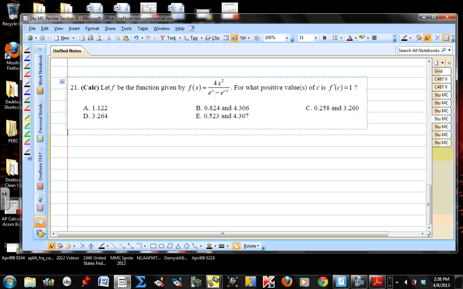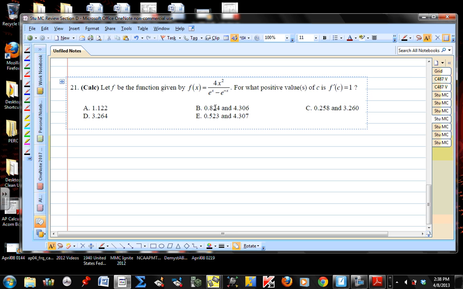They give us a function, and they want to know for what positive values of c this function's derivative is equal to 1. One way we can do this with the 89 is just take the derivative of this function, set it equal to 1, and solve. Or we could use the graph feature, and that's what we're going to do.